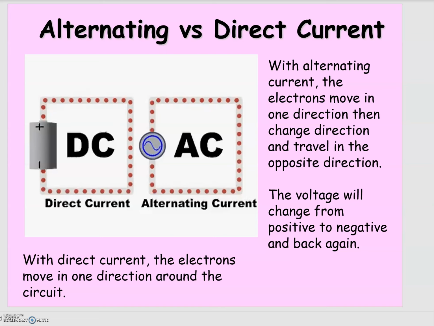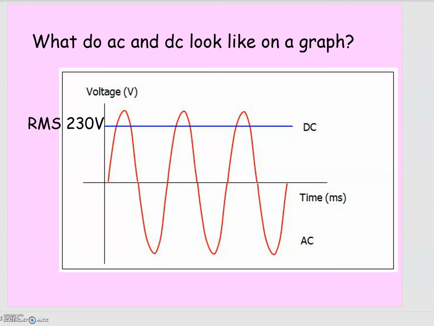The voltage will change from positive to negative as it goes back and forth in an AC, whereas in a DC, because it's going in one direction, you'll have a positive and negative as you will see on a battery. This diagram shows you, if you look at the blue line, that's DC because there's a flat line going straight, and if you look at the lines going up and down, that's an AC because it changes from positive to negative as the current flows through it.